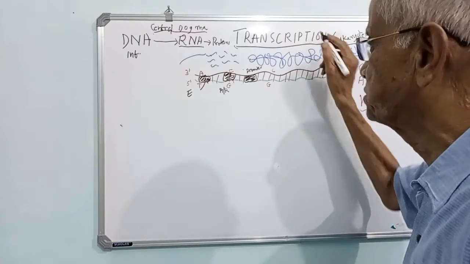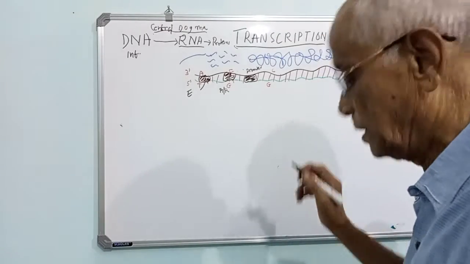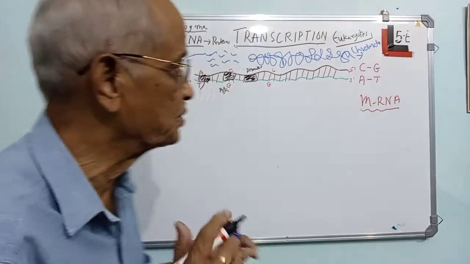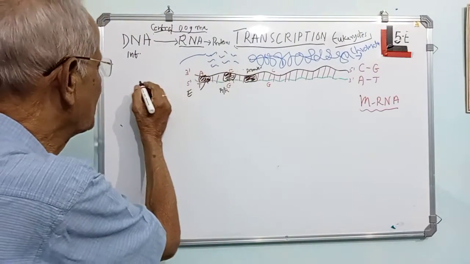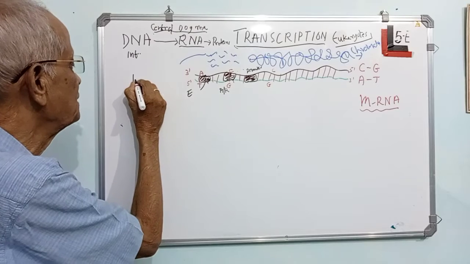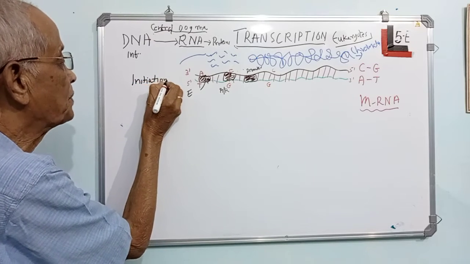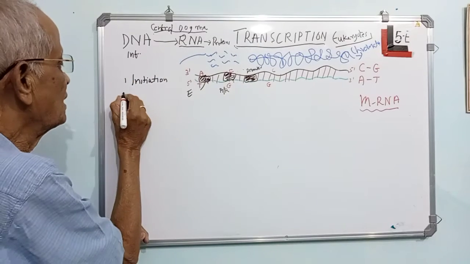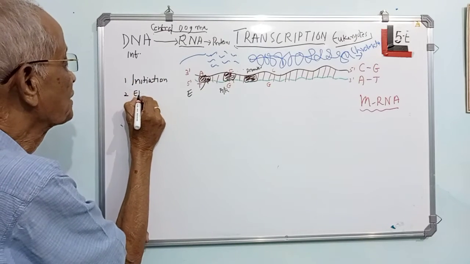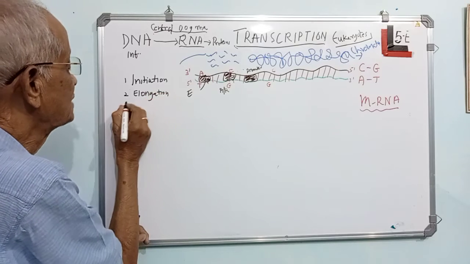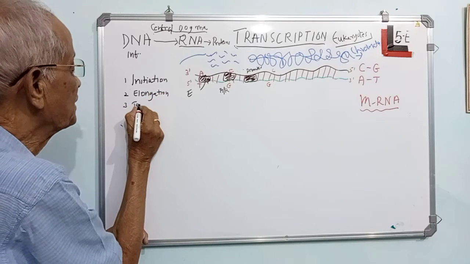Now, the transcription actually happens in 3 important stages. For transcription to happen, the first thing is called initiation. That is the first step in the transcription. Second is called elongation. And the third step is called termination.